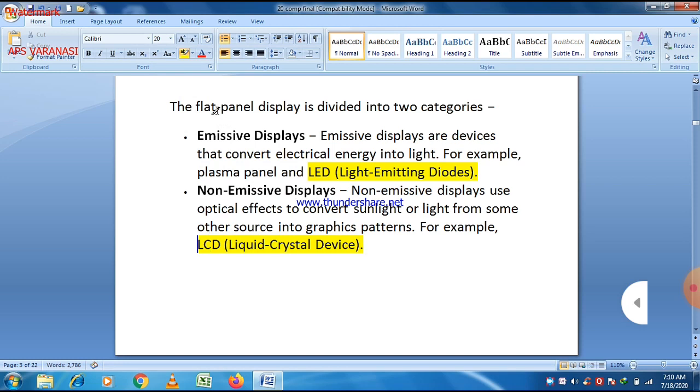And second, a very important term, LCD. This refers to a liquid crystal display. It is a non-emissive display. Both are types of flat panel display, but LED is emissive, and LCD is non-emissive. So the full forms may be asked in examination. Emissive display basically converts electric energy into light. And one more example of emissive display is the plasma panel monitor. They are also very popular.